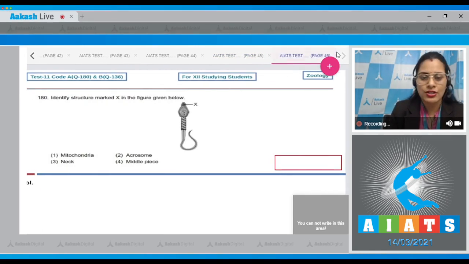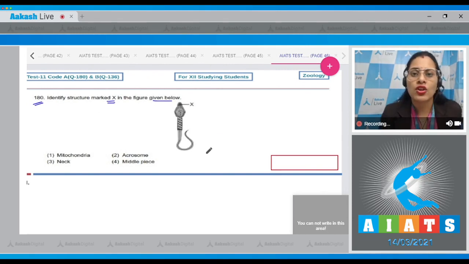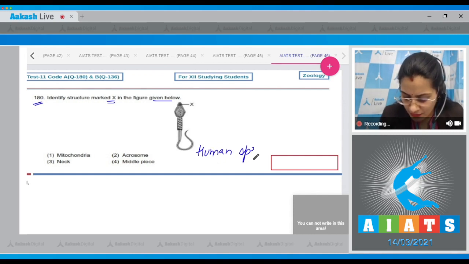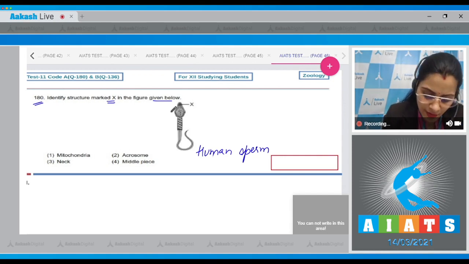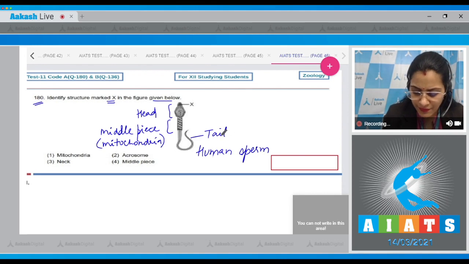Let's move on to the last question of this AIATS paper, which is question number 180. Identify structure marked X in the figure given below. Now the given figure represents human sperm, in which the upper part is the head region, followed by the middle piece region, which contains several mitochondria, and this is the tail part, and here is the neck region.